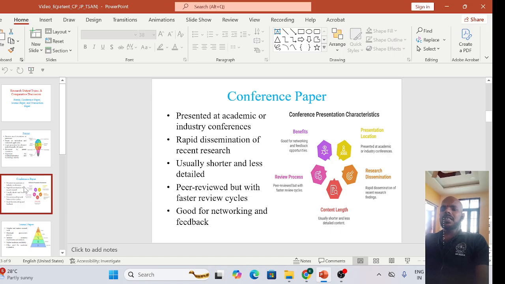It will be shorter or less detailed. That means in a conference paper you will not find the detailed way, you will find a very narrow way of presentation. Usually it is peer-reviewed but with a faster review cycle. What is review here? If you write a conference paper, there will be reviewers. They will review your work, whether you are doing the research properly or not. This is good for networking and a feedback system.